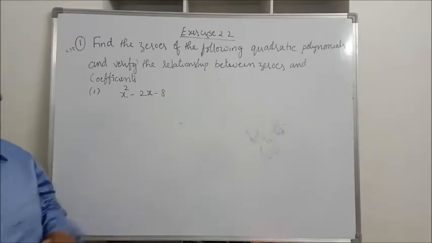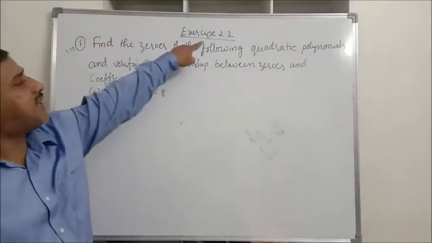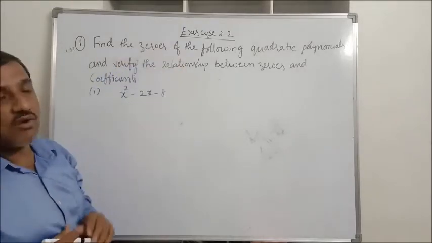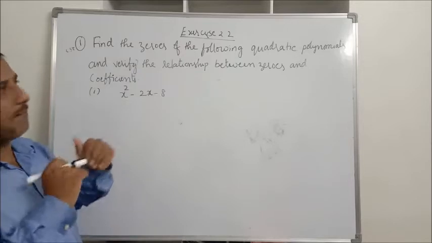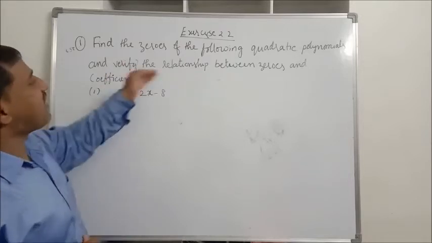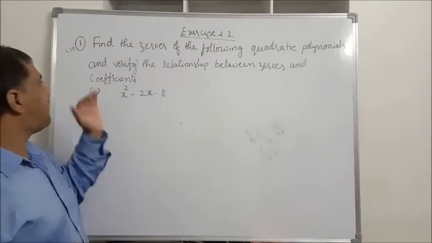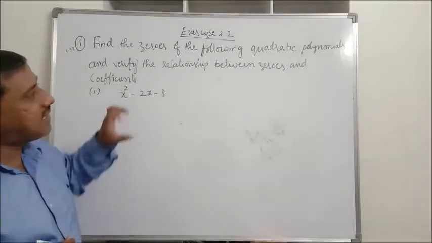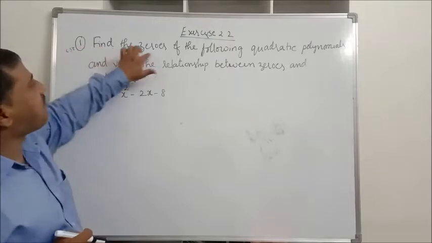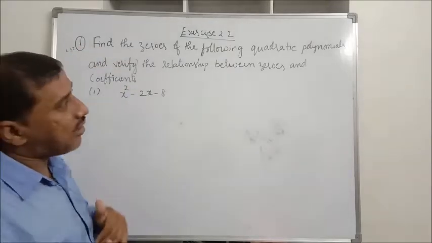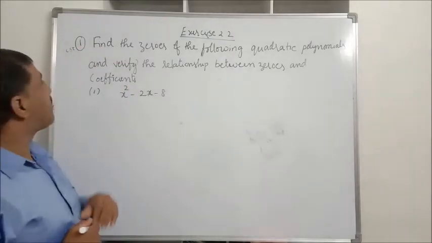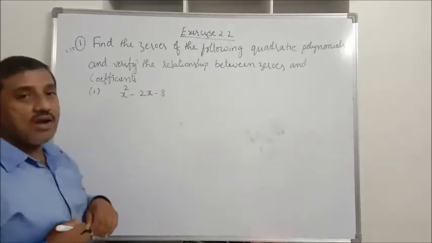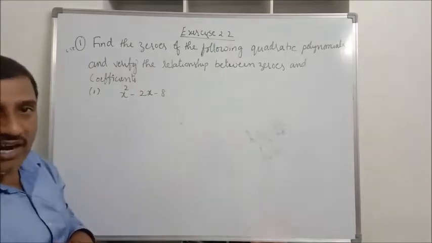Now we will discuss one sum from exercise number 2.2. The first sum: find the zeros of the following quadratic polynomials and verify the relationship between zeros and coefficients of that quadratic polynomial. There are two parts here. First, find the zeros of the following quadratic polynomials, and then verify the relationship between the zeros and the coefficients of the given polynomial.